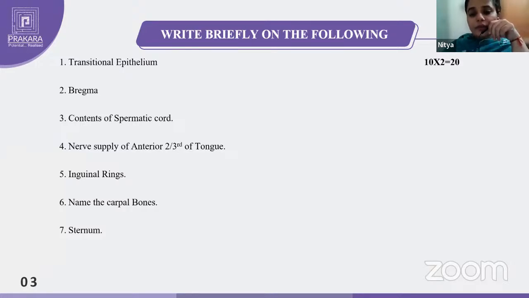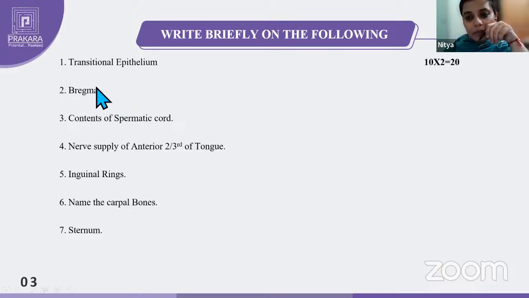Next, coming to the very short. So first we have the transitional epithelium. So in the transitional epithelium, as I already discussed with you, you can draw one basal lamina. On that, 3 layers of cells, and where it is present. Example of transitional epithelium is urothelium. So it is present in urinary bladder and urethra and all that you can mention.